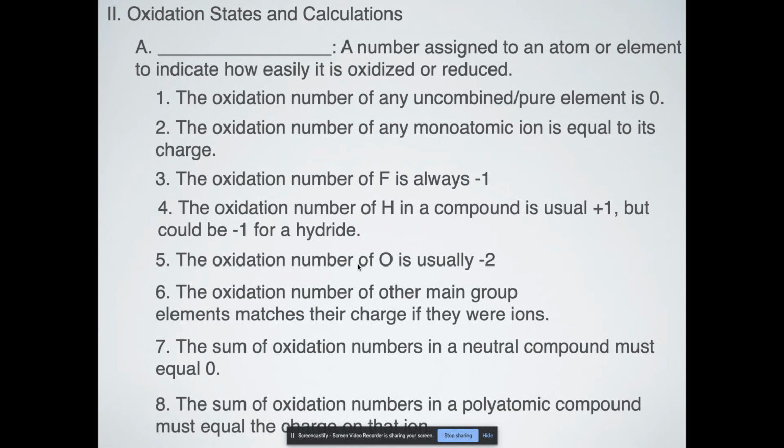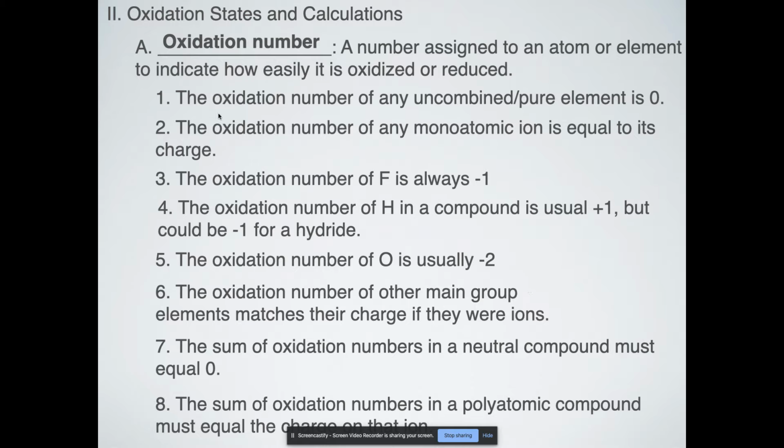So oxidation states, what are they? An oxidation number is a number that's assigned to an element or an atom that indicates how easily it is oxidized or reduced. It's mostly like an accountant's trick to keep track of all of the money going in and out. Instead, what we're looking at here is all of the charge. We're looking at the positives and negatives, the electrons. We want to make sure that we're keeping track of all that.